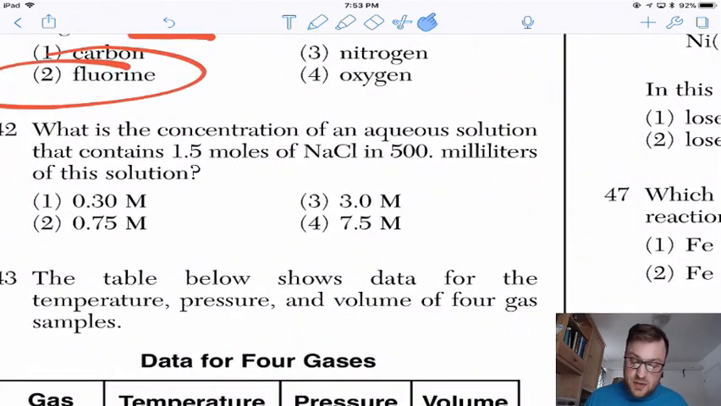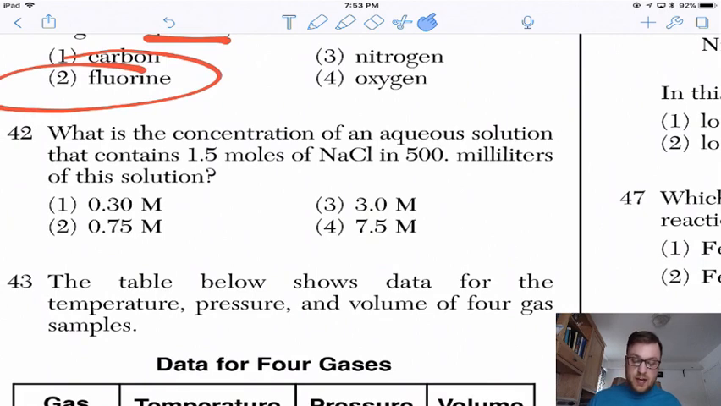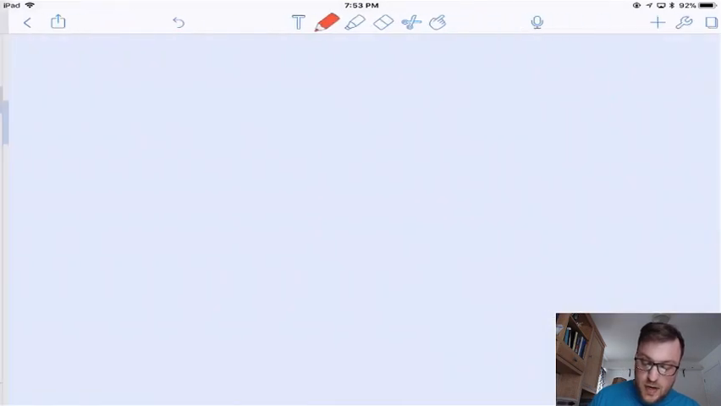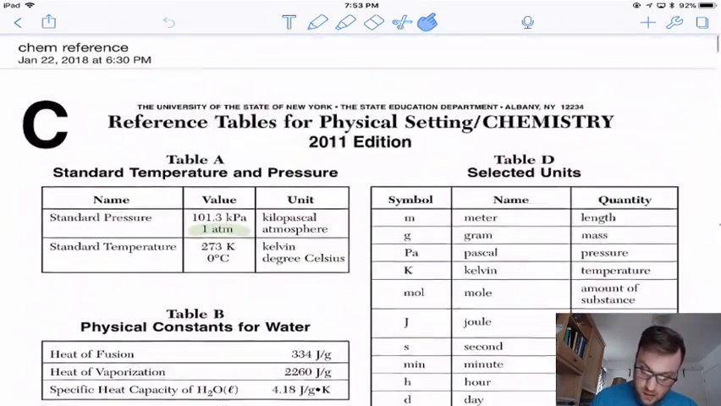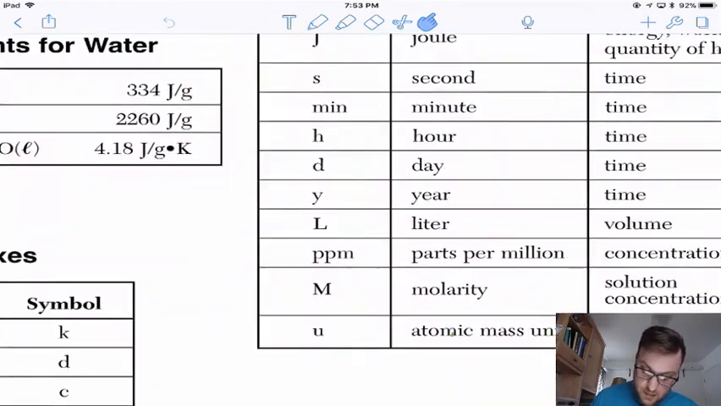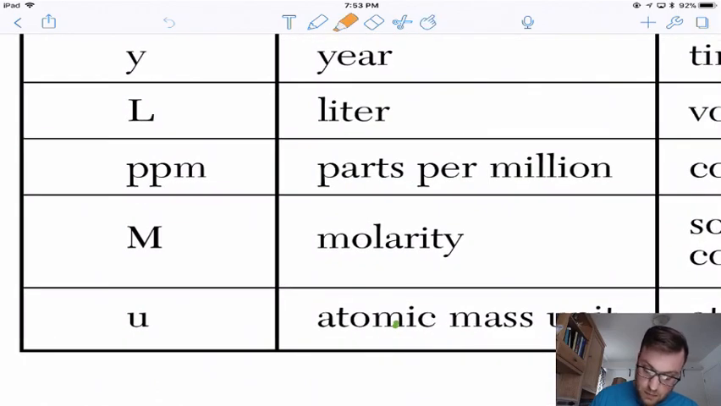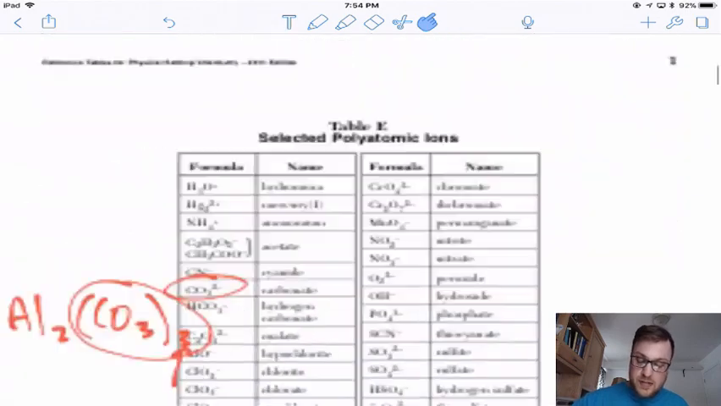What is the concentration of an aqueous solution that contains 1.5 moles of NaCl in 500 milliliters of this solution? So, big M, when you see that, that means molarity. If you have a unit that you do not understand the meaning of, you can go to Table D. Big M means molarity. There's a formula for that on the reference table.